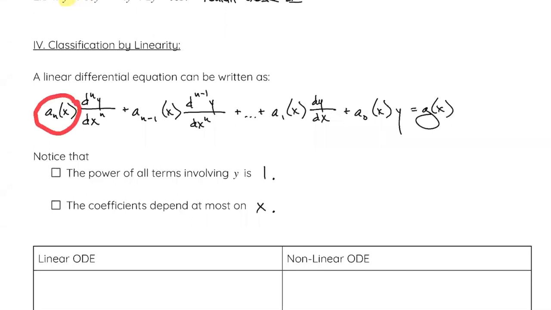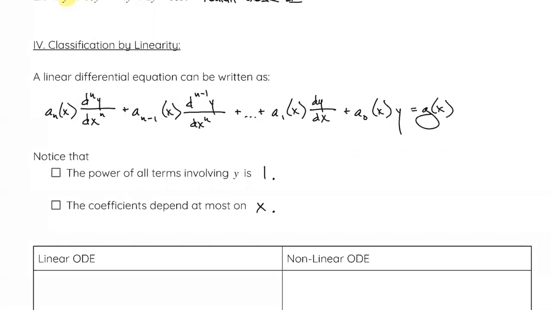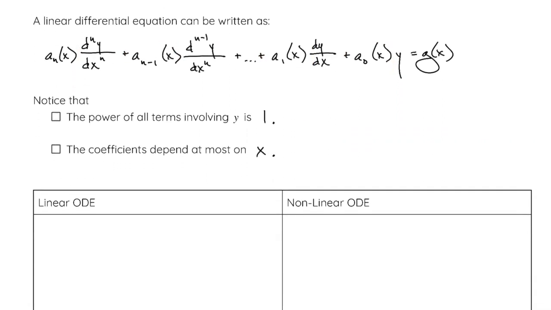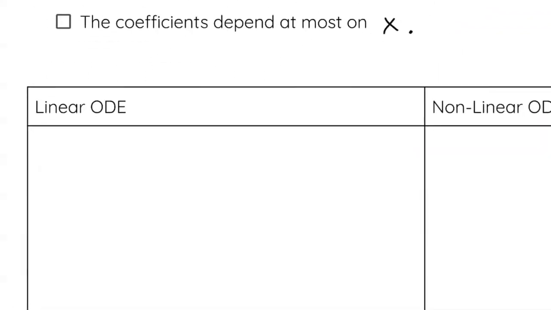Meaning like this: a sub n of x, a sub n minus 1 of x, a sub 1 of x, a sub 0 of x, those only have x's in them. Okay, they only have x's in them. And so let's write down some examples of linear versus nonlinear ODEs, okay? So a linear ODE, we could maybe write something like this.